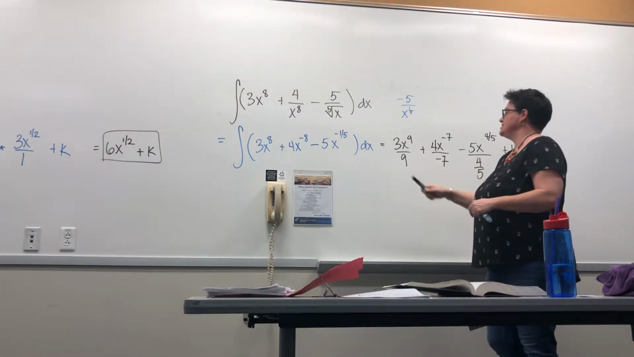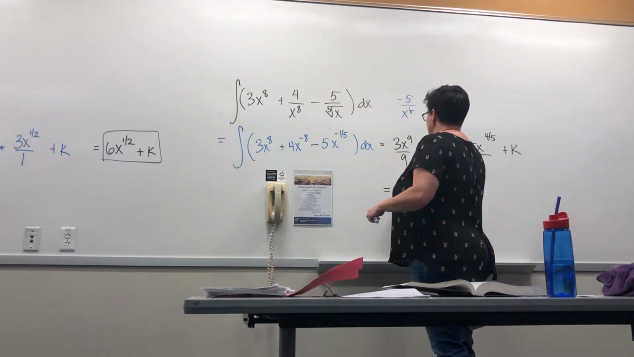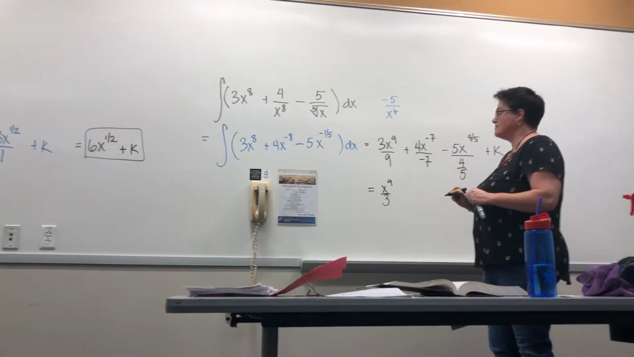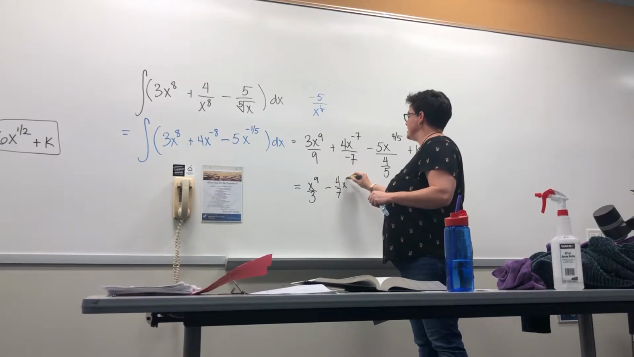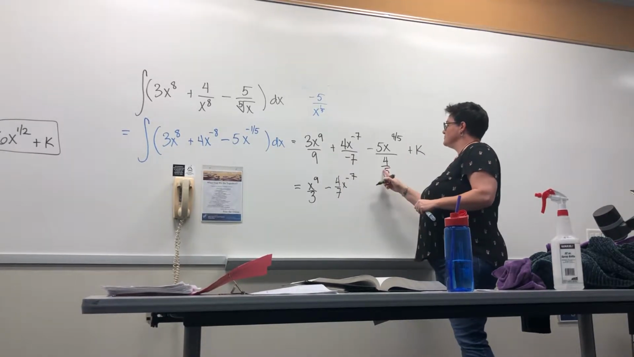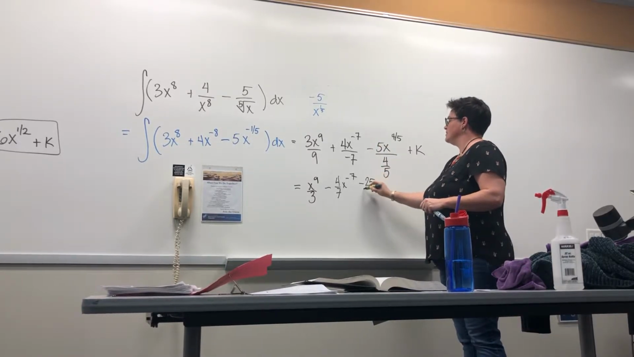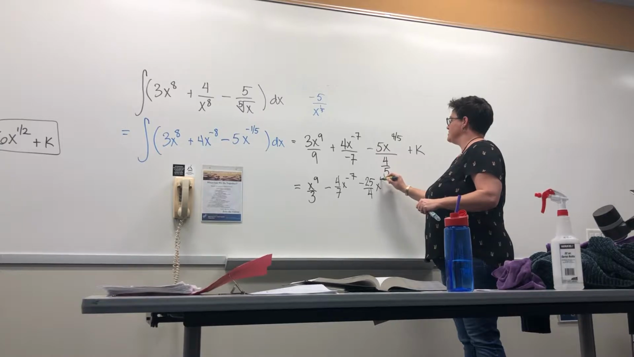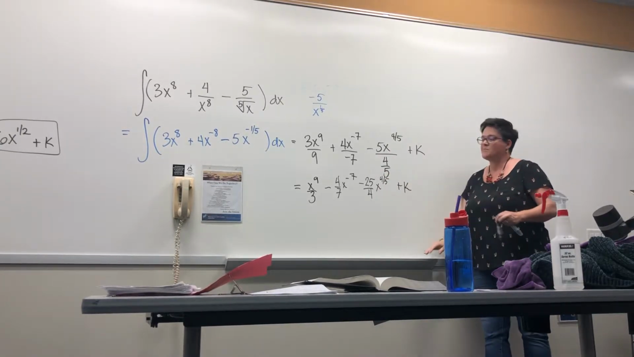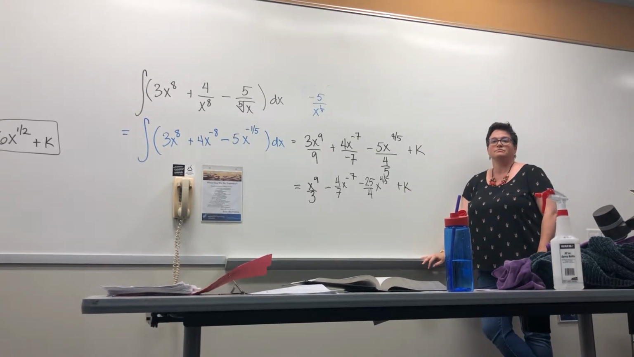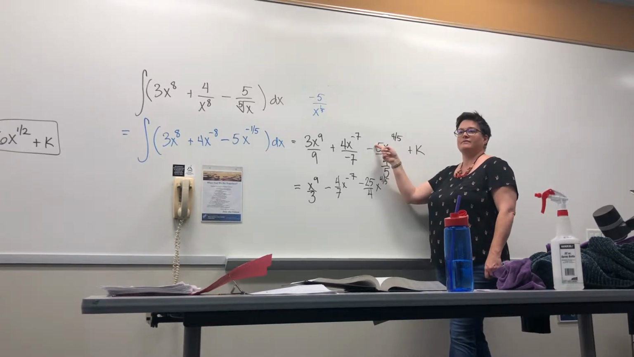Now we simplify. 3 divided by 9 simplifies to what? A third. So x to the 9 over 3, or 1/3 x to the 9th, good. And this becomes negative 4/7 x to the negative 7. I'm going to multiply 5 times 5 is 25 fourths, x to the 4/5, plus k. That last part, it's going to have a 4 at the bottom.